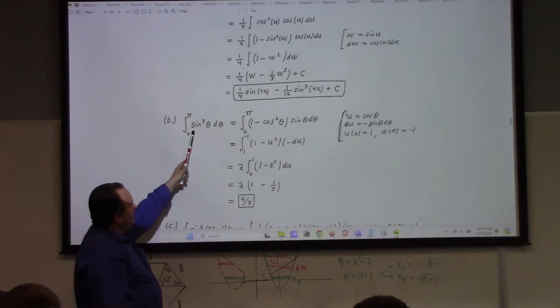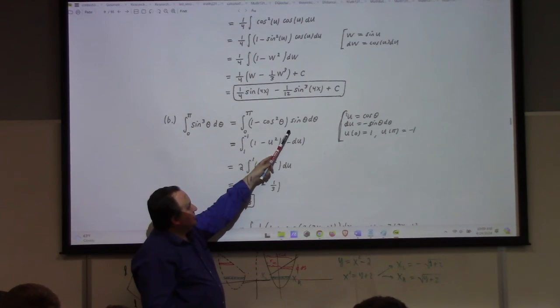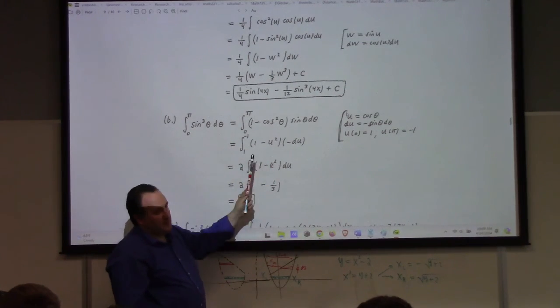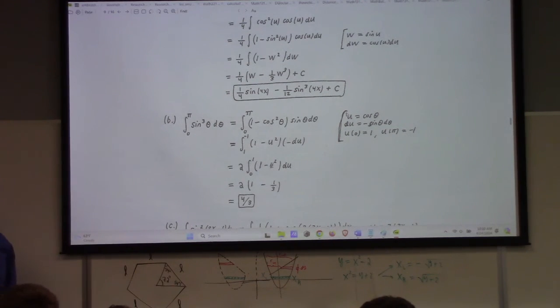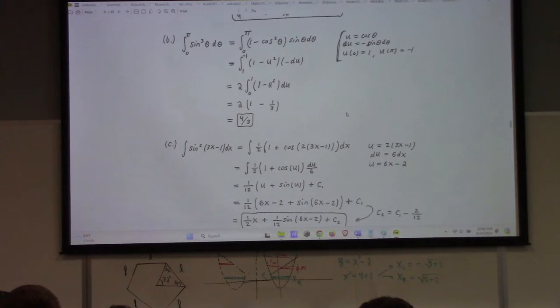What we do is 1 minus cosine squared times sine, make a U equals cosine substitution, like so. So if you understand one of these carefully, you ought to be able to do the integral of sine cubed, sine to the 5th, cosine to the 5th, cosine to the 7th, sine to the 7th, whatever odd power of sine or cosine. It's just a matter of annoying algebra. What else can I tell you?